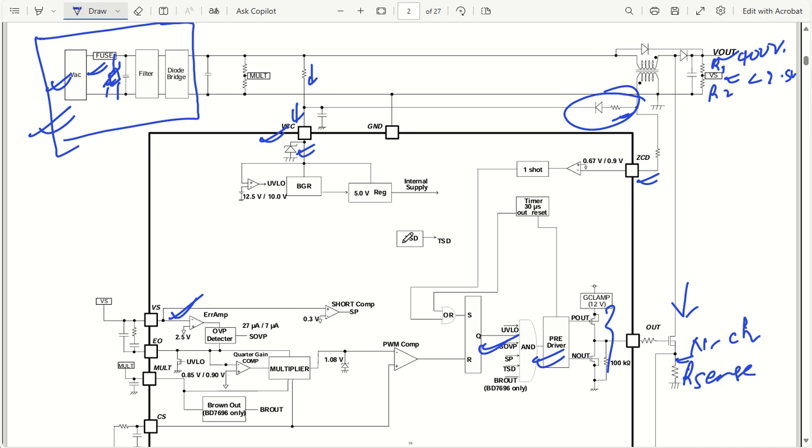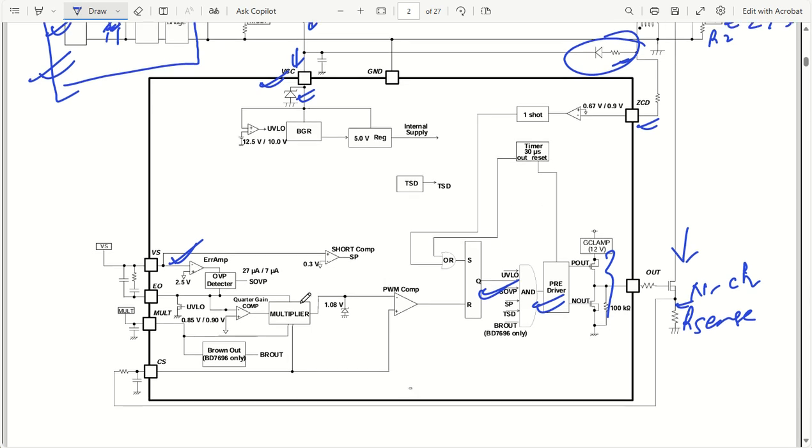We have thermal shutdown as well. This particular IC will shut down automatically once it reaches a particular temperature, more than, let's say, 105 degrees centigrade, as mentioned. As you can see, there is no need of any external controller supply or controller pin control. It is just going to work on its own, everything.